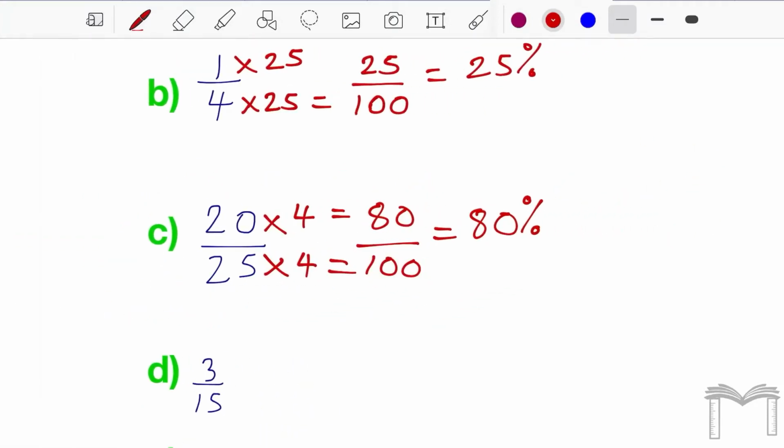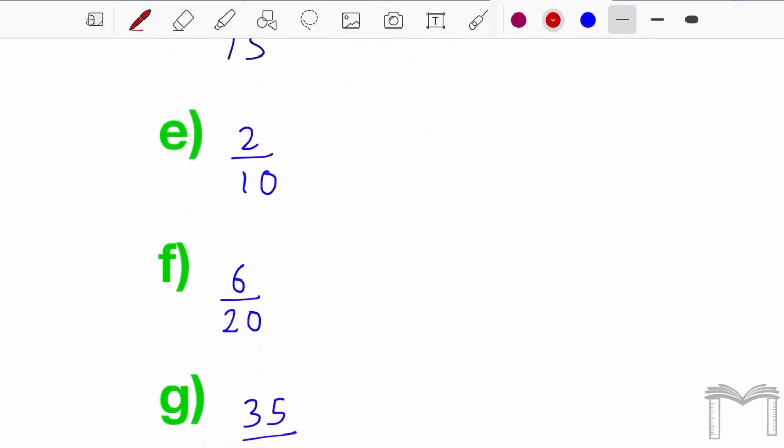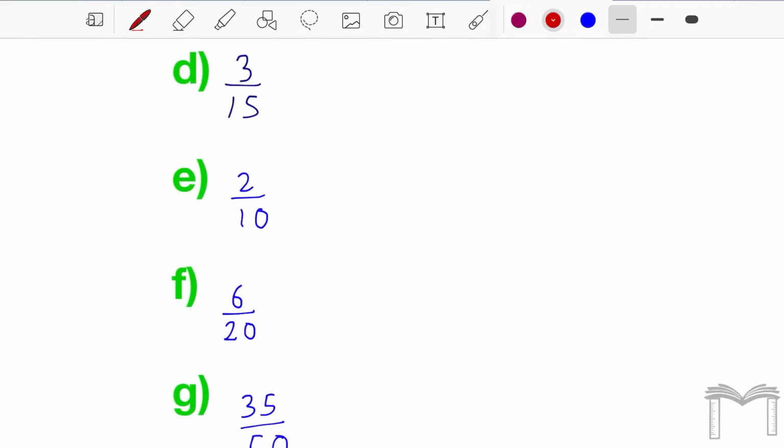Now, keep in mind, you would not be able to always multiply or even divide the denominator to get 100. It will sometimes be difficult. So D is one where it's different, so I'll come back to D. So let's do E, F, and G, and then we come back to D.